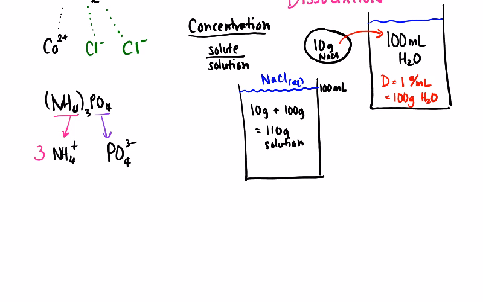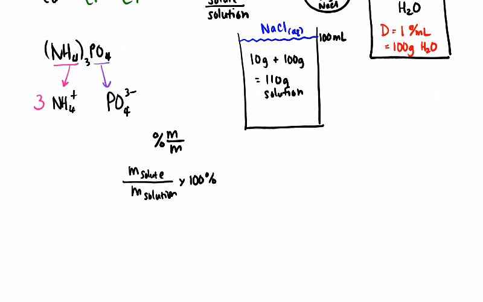There are a couple of ways to express concentration. The easiest way to express the concentration of a solution is to express a mass percentage. What this means is I'm taking the mass of the solute divided by the mass of the solution, and I multiply it by 100%.